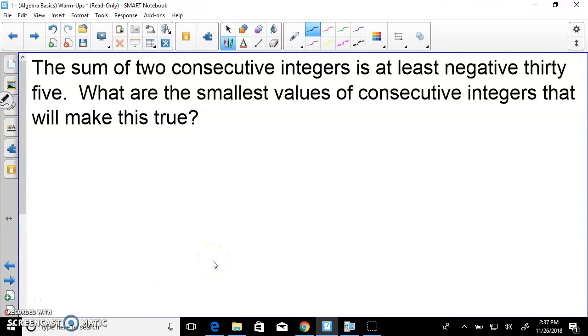We have a word problem here that we're going to use an inequality to solve. First thing we need to do is, with our highlighter, identify important information. So the first thing that I think is important is the sum, meaning we're going to be adding, of two consecutive integers is at least negative 35. And it asks us what are the smallest values of consecutive integers that will make this true.